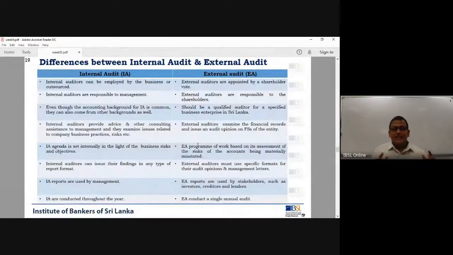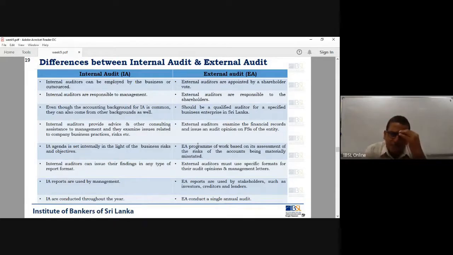In the previous slides, I have told you there are two types of audit. First one is internal audit and second one is external audit. Here, of course, we are going to discuss what the differences are between internal audit and external audit. Sometimes there may be questions in the exams: compare the internal and external audit. There may be short notes. Then you may have to give the differences between the internal audit and external audit.